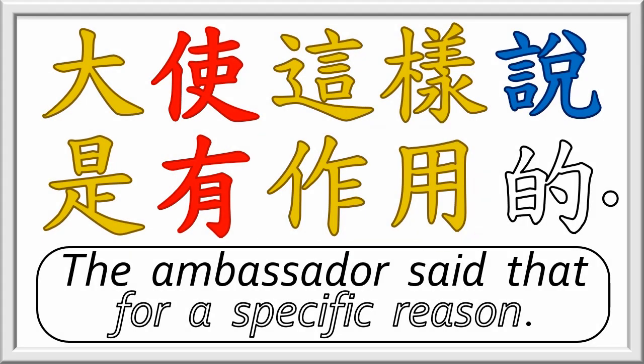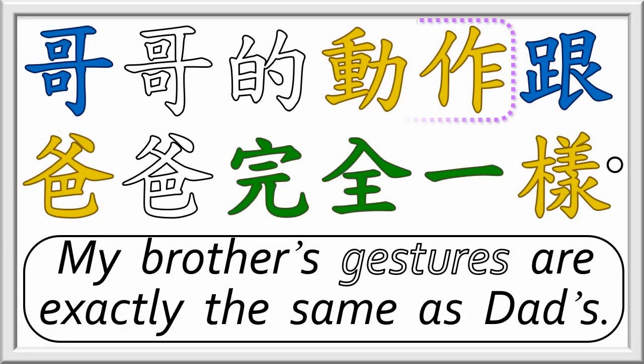大使这样说话是有作用的. That remark wasn't out of the blue. The ambassador said it for a specific reason. 动作 means an action or a gesture. 哥哥的动作跟爸爸完全一样. My brother's gestures are exactly the same as Dad's.